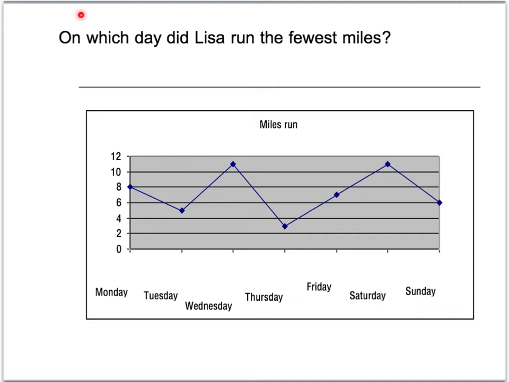Here's a question. It says, on which day did Lisa run the fewest miles? So it's nice that we have this line graph because this is a picture representation of data. And then we see right here that she ran the fewest miles. It looks like it's right here. And if we come down here to the days of the week, that would be on Thursday.